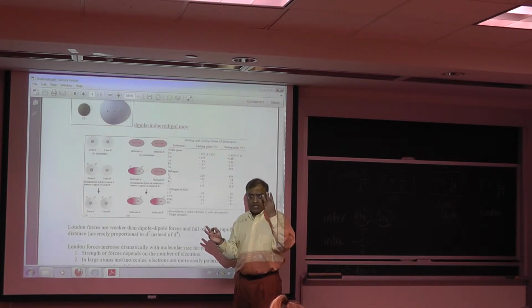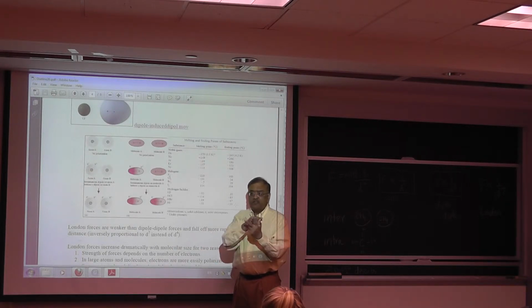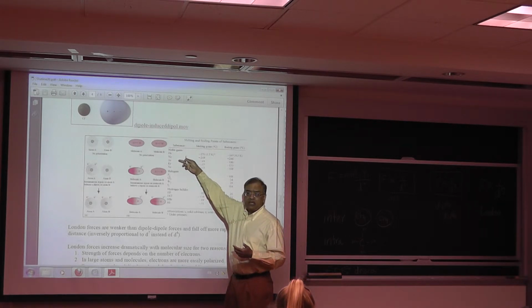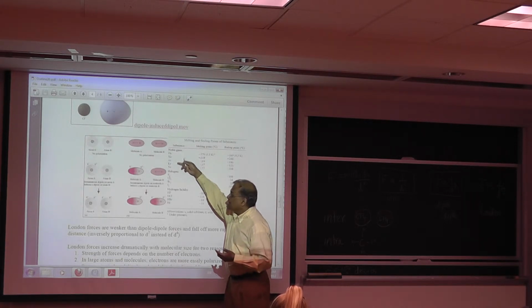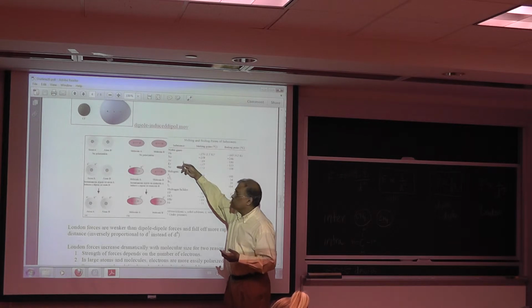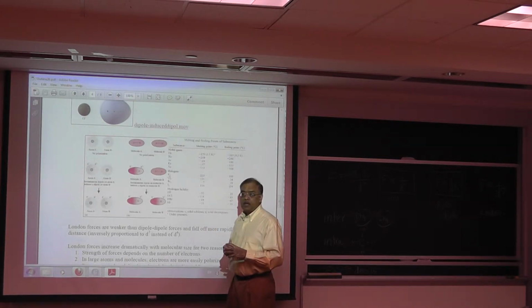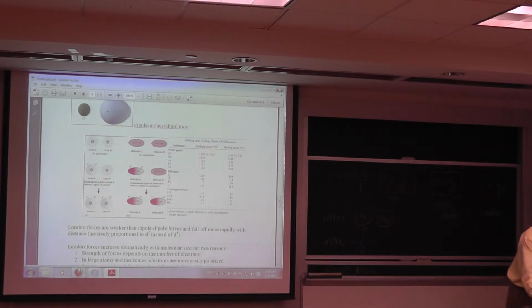So there are only three types of intermolecular forces: dipole-dipole forces, hydrogen bonding, and London dispersion forces. The first two cannot be acting between the atoms for these noble gases. The only thing that is changing is the number of electrons is increasing as we go from helium to xenon, and the polarizability is also increasing. Both of these contribute to increasing the London dispersion forces and therefore increasing the boiling point.